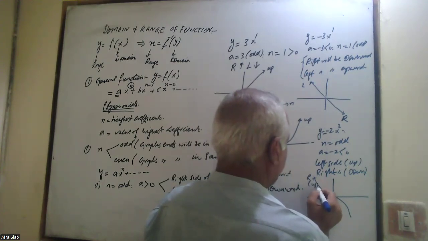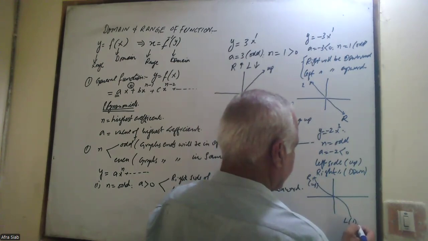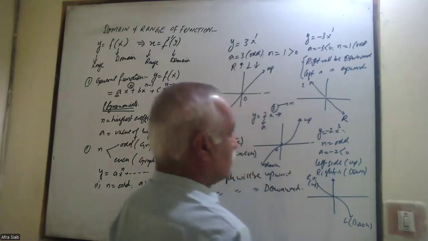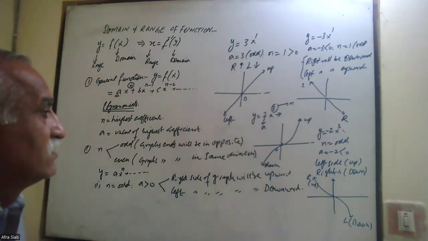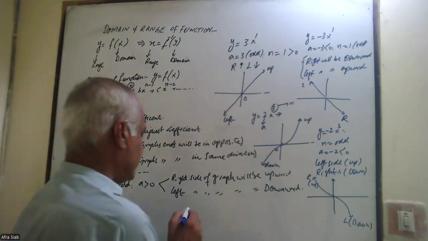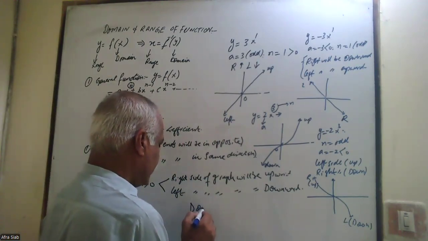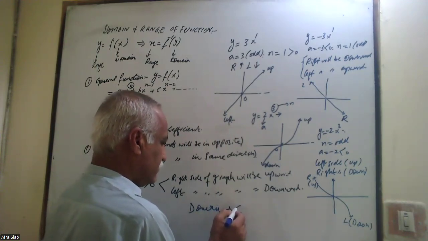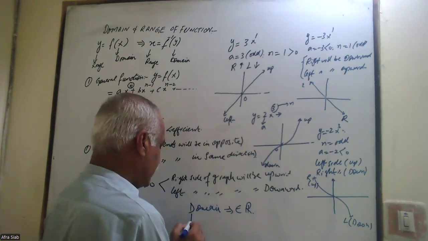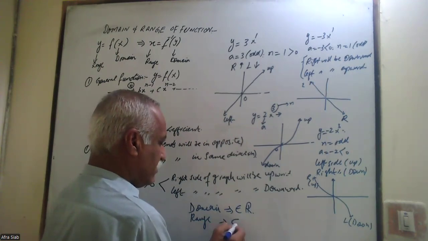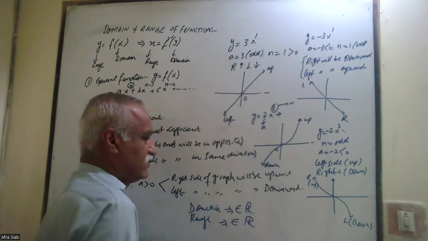That is upward and the left side of this graph is downward. It is passing from this origin. So you have taken this example into your mind. Now, the domain of this graph will be all real numbers, and the range of this graph belongs to all real numbers.